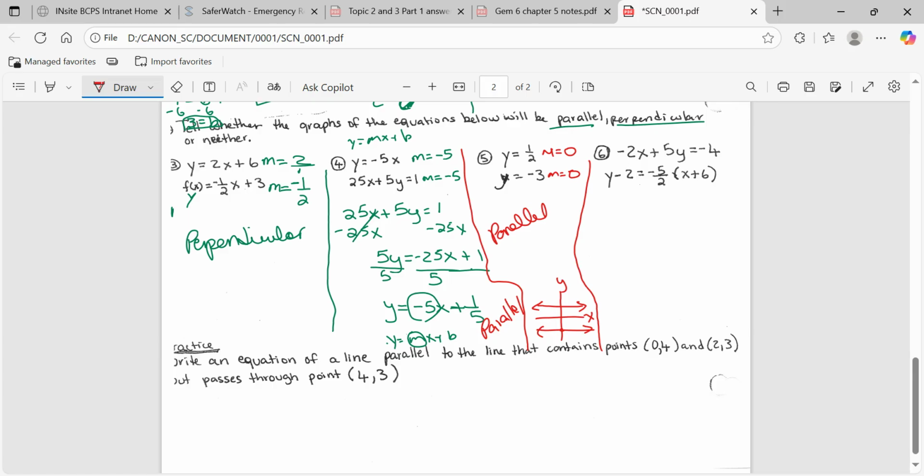I want you to go ahead and try number 6. Pause and try, see if you can find the slope for each of them, and then compare it.